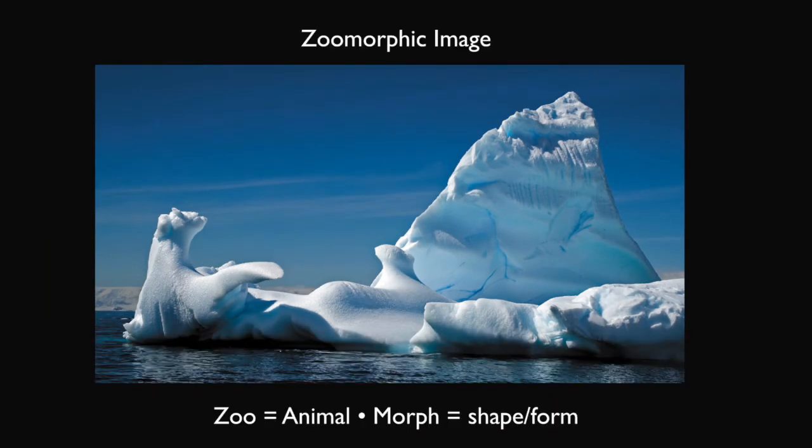There are zoomorphic images. Now, these are images in which we see the shape of an animal. Now, I'm down in Antarctica. I'm cruising around in a zodiac. Does this look like a polar bear? On its back with the eyes and the ears and the mouth and the paws and the knee and the foot up in the air? It's a zoomorphic image. This is why I made this photograph.